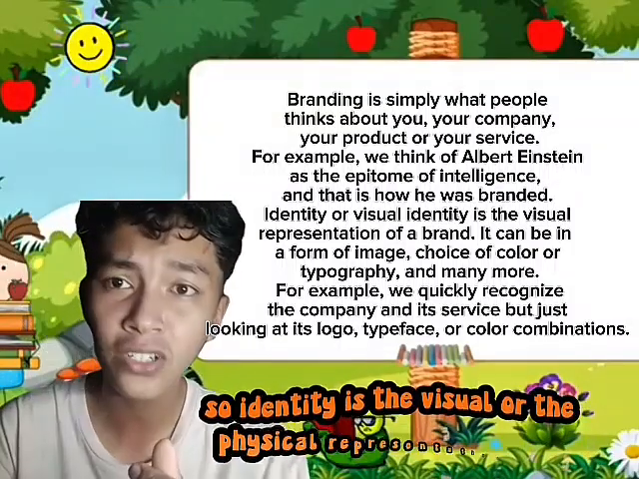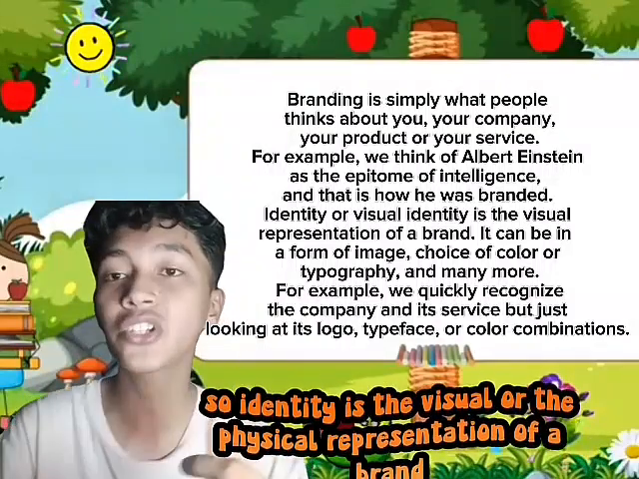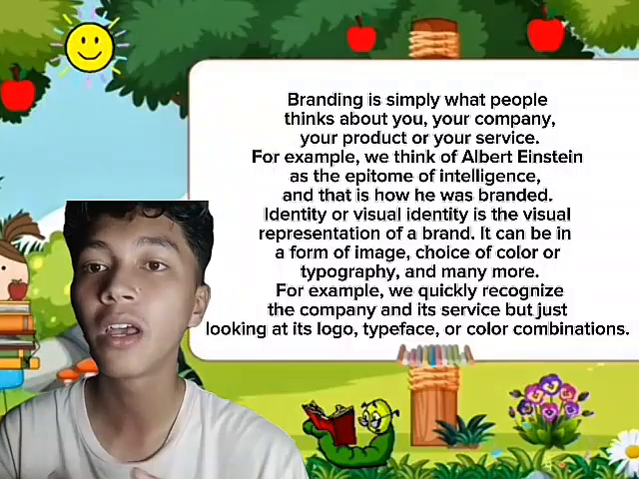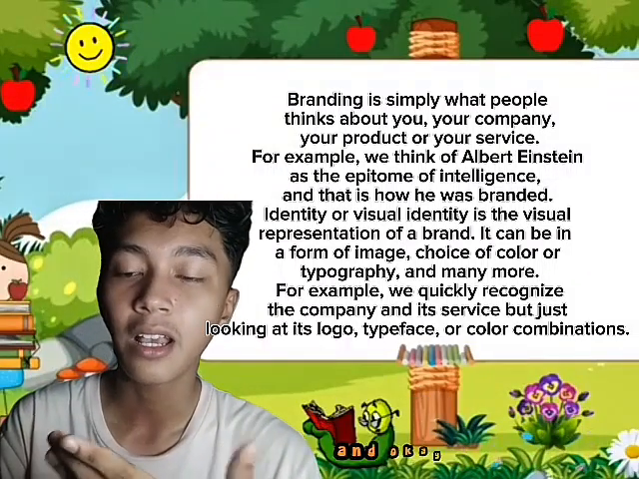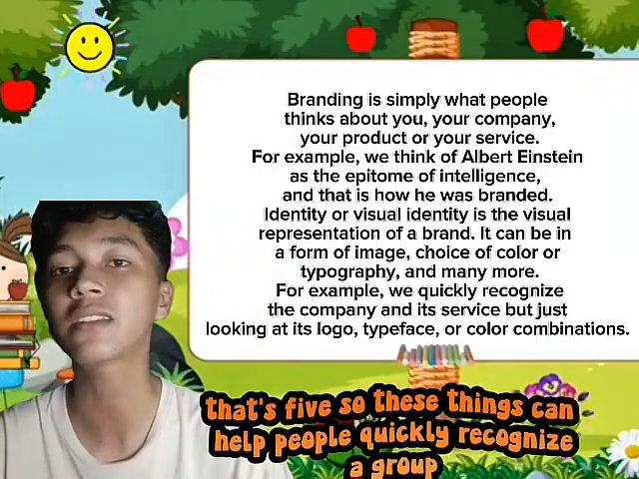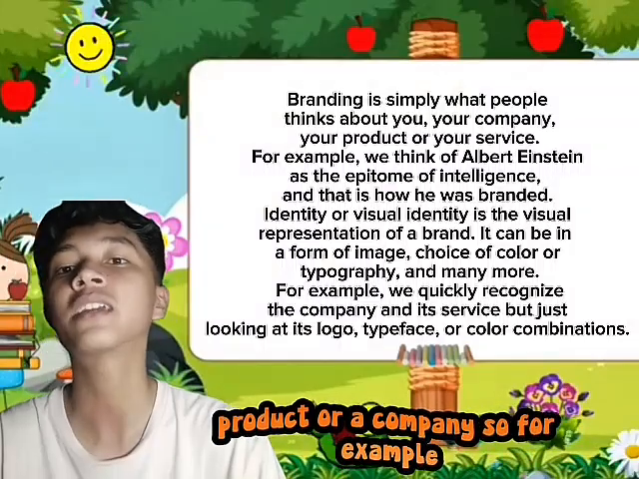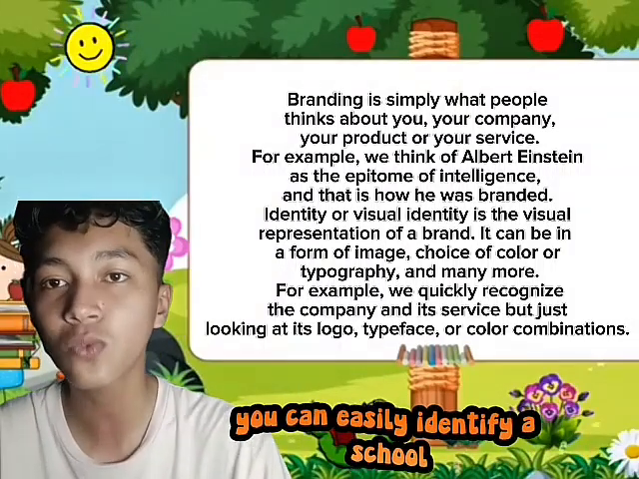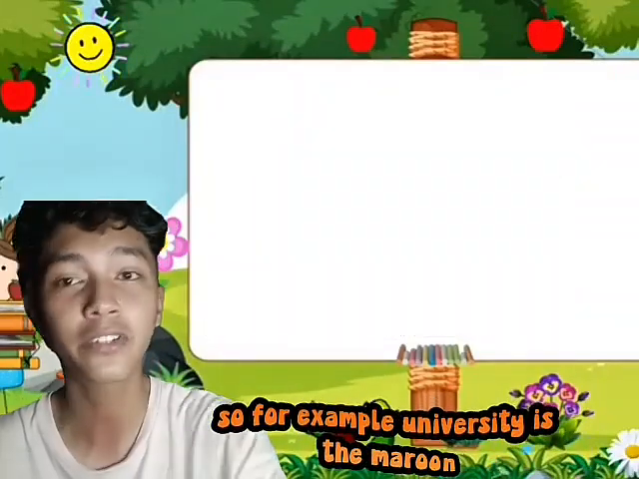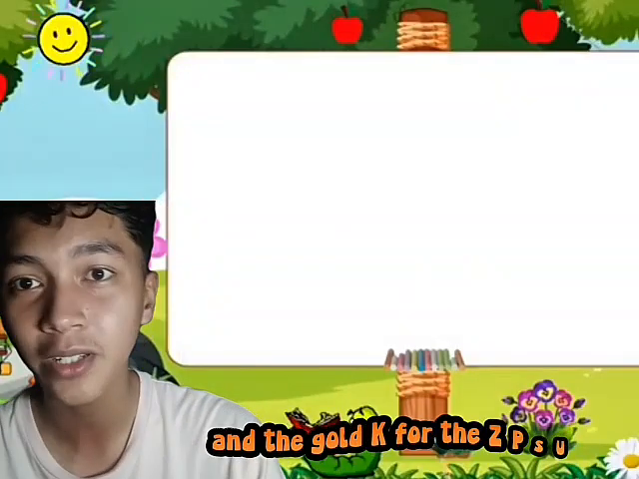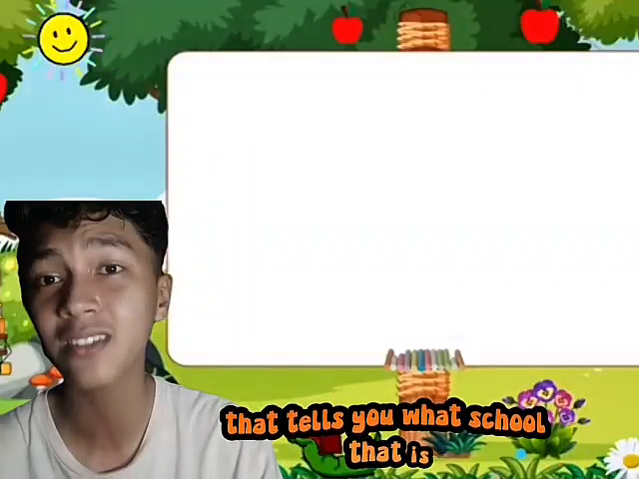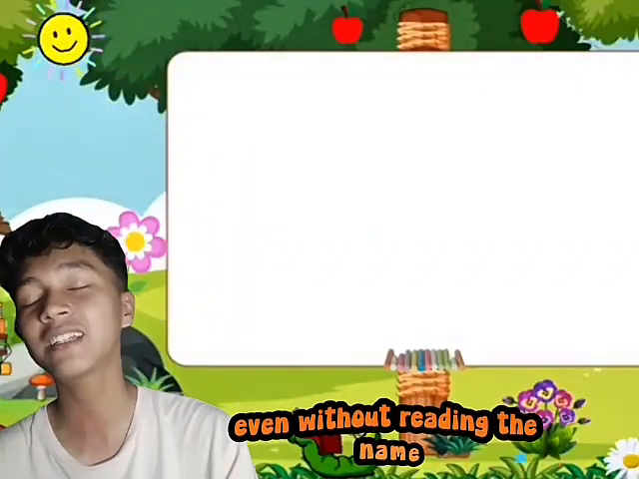So for identity, what is identity or the visual identity? So identity is the visual or the physical representation of a brand. So this can include images, colors, logos, fonts, designs, and okay, that's five. So these things can help people quickly recognize a group, product, or a company. For example, you can easily identify a school just by looking at its color combination. For example, the university has the maroon and the gold, for the ZPPSU. So the colors act like a visual identity that tells you what school it is even without reading the name.